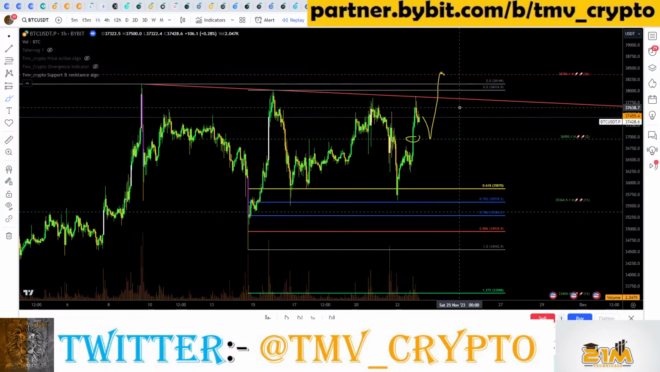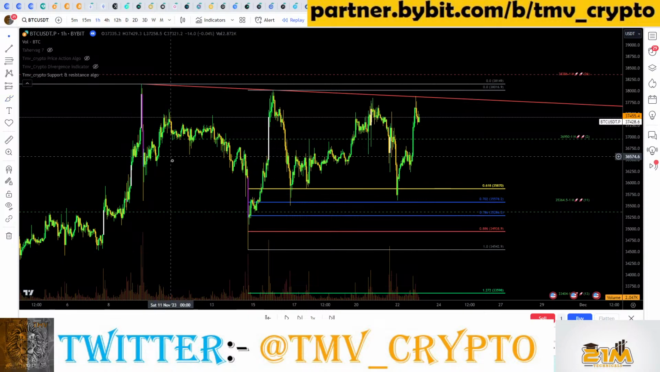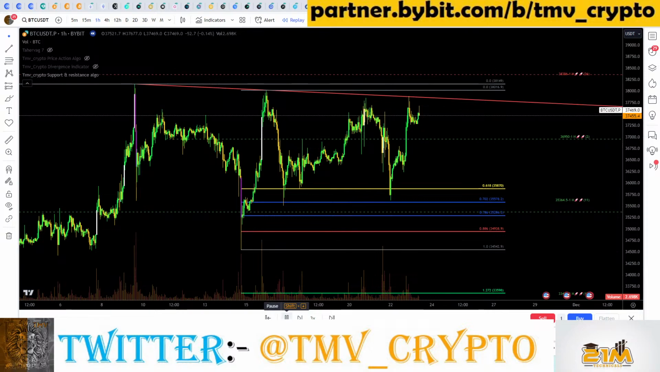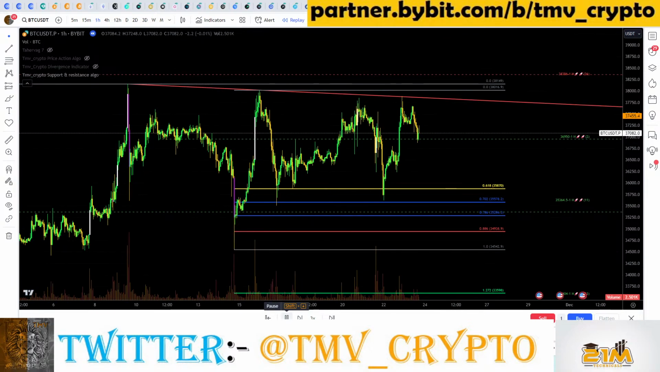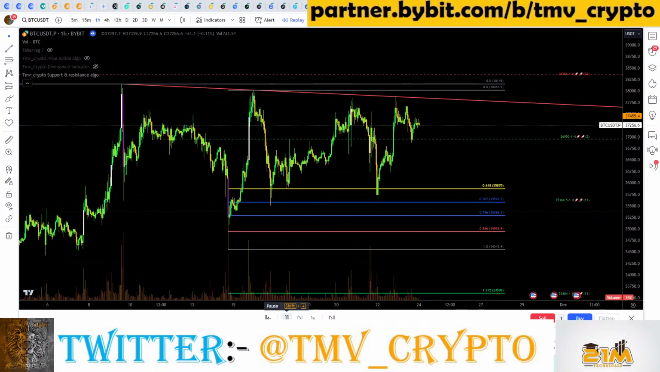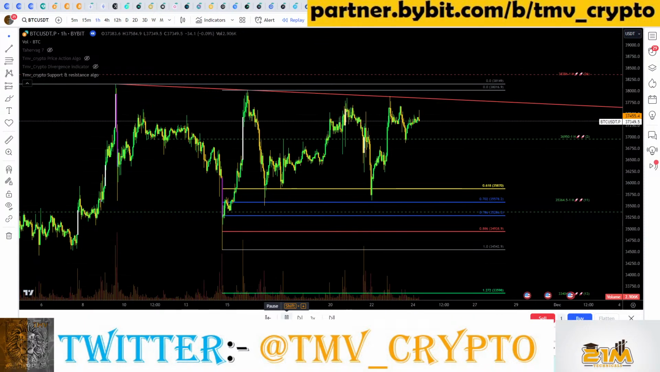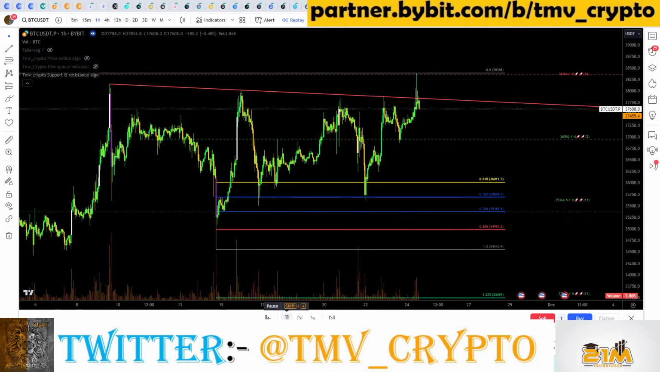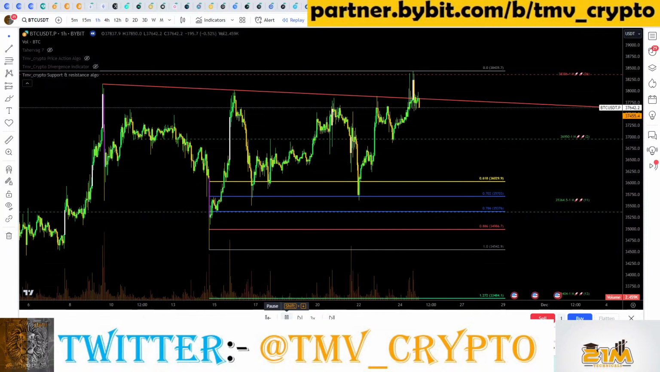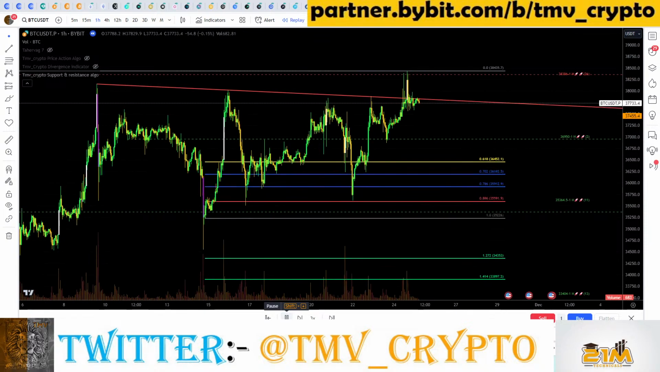And look at how it played out. If you just look at this algo, it's perfectly playing out in the bounces as well. Look at the bounces from 36,950 and then going back towards 38,356. Rejected once, rejected twice, and then we move on the downside.